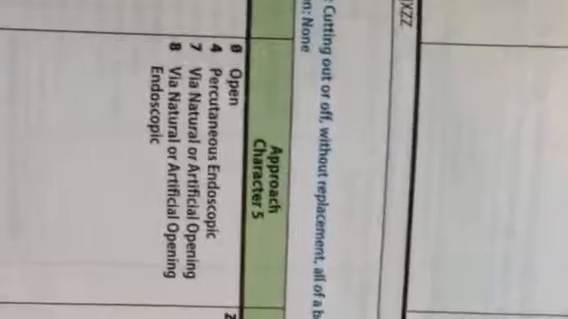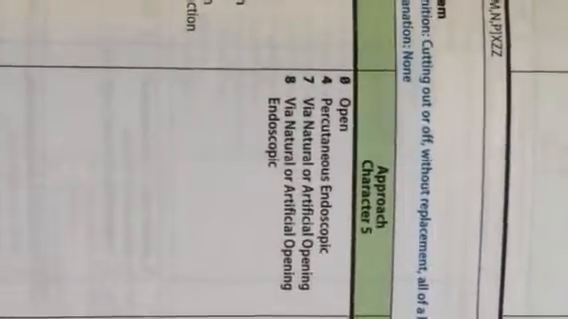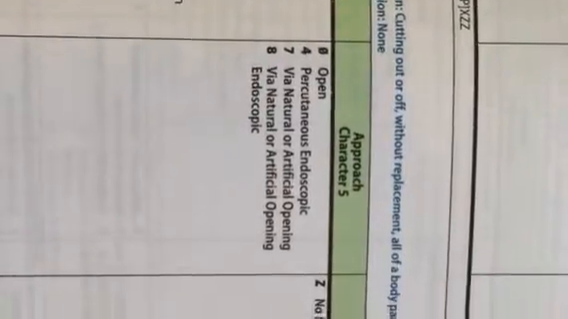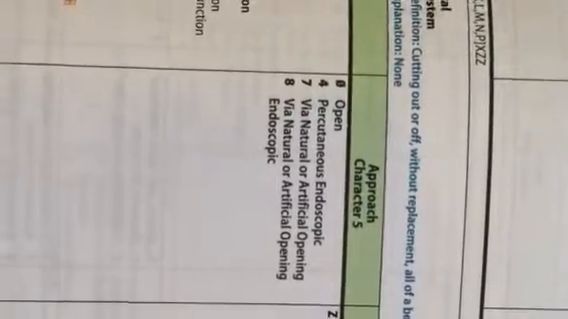So back to doing a resection of the appendix, what we're choosing as our 5th character is the approach. They can either do this openly, 0, if they're completely opening the patient up to expose the site. Percutaneous endoscopic is if they're making a smaller incision and using an instrument to reach the site. Via natural or artificial opening is going through a natural or an artificial opening, or they can also use a scope with that approach. So let's pretend they did an appendectomy through the abdomen openly.